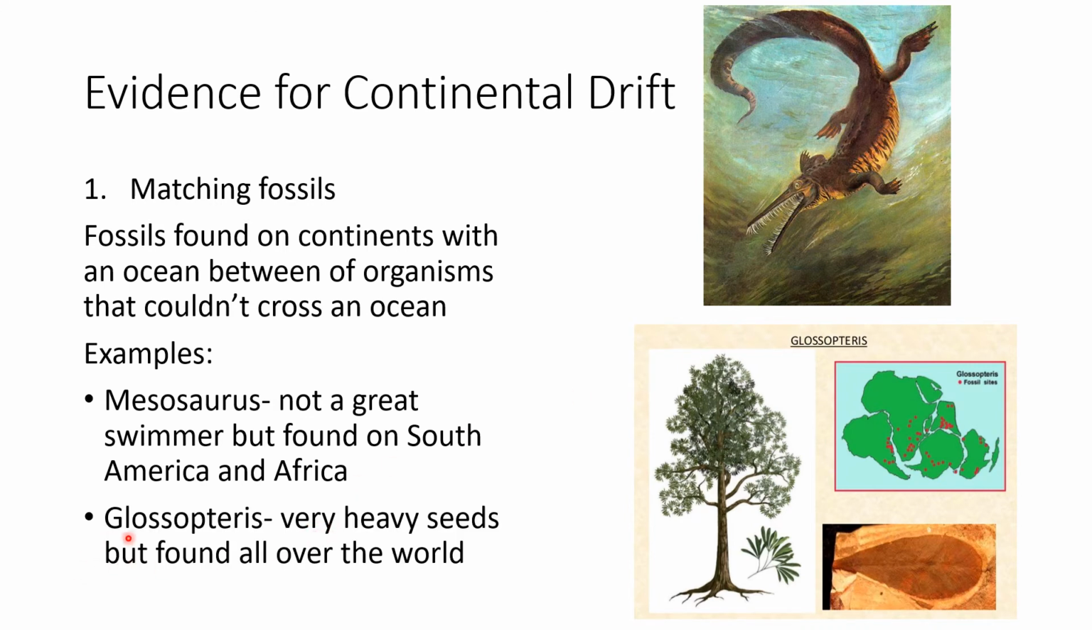And then a plant example is this Glossopteris. Glossopteris is this tree plant here. It had really big heavy seeds that couldn't float across an entire ocean to colonize a new continent, but it's found all over the world. So it supports this idea that all of the land masses used to be joined together pretty closely so that those heavy seeds could exist on all of that land.